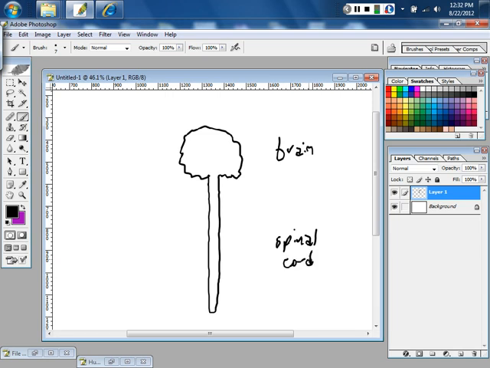Now, coming off of the central nervous system, there are nerves that come away from the brain. Let's give them another color here. So there are nerves that come away from the brain. We call these cranial nerves. But they are not part of the central nervous system. They're part of the peripheral nervous system.